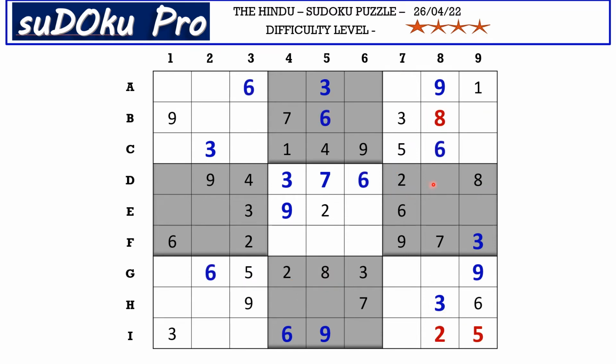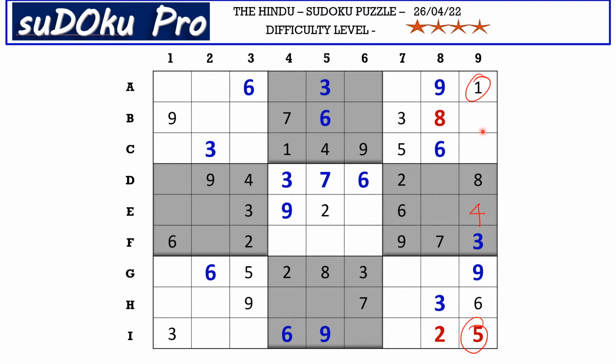In block 6, there are 3 empty cells. The missing numbers are 1, 4 and 5. You can see there is a 1 and 5 blocking this cell. So E9 takes 4. So 1 and 5 go here actually, but we do not have any clue of 1 and 5. So we have to wait for the clue.